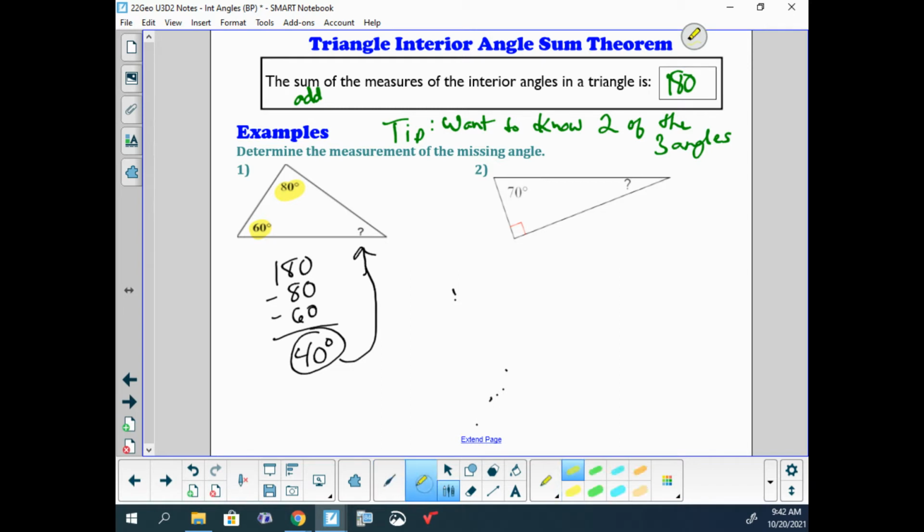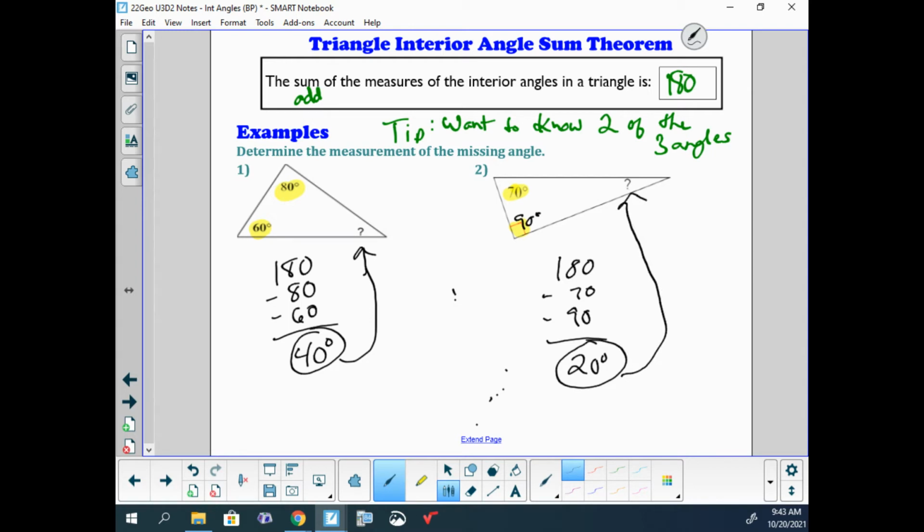If I look at number 2, I also want to know two of the three angles. Well, it looks like I only know 70. But this box here is 90 degrees. So I know two of them actually. So to find the question mark, I will start with my total of 180, and I will subtract 70, and I will subtract 90, and I get a final answer of 20. And that is the final answer for the question mark. So two very straightforward problems. We expect you to be able to do a little bit harder problems, which you'll see on the next page. So let's take a look at those.